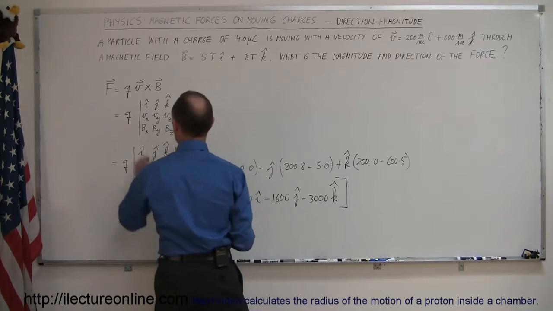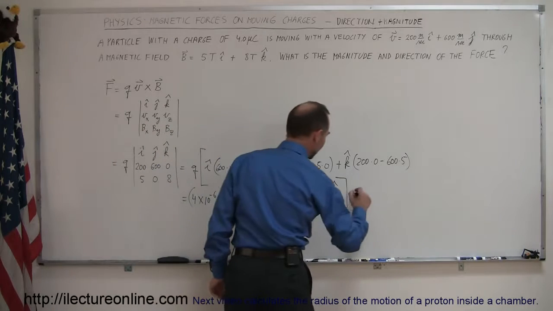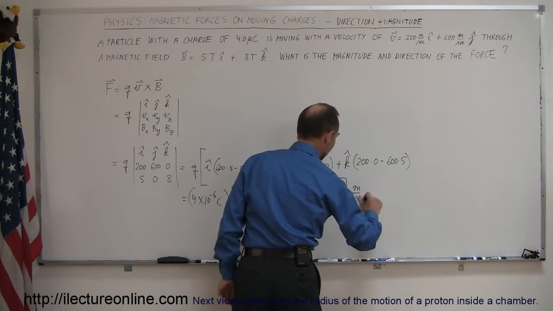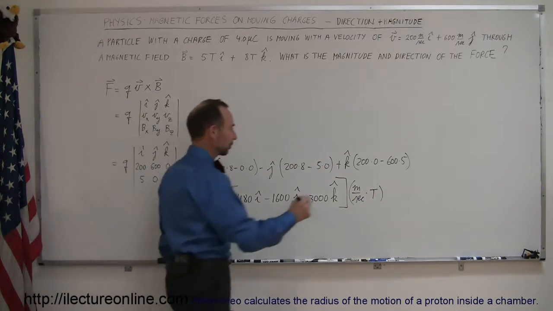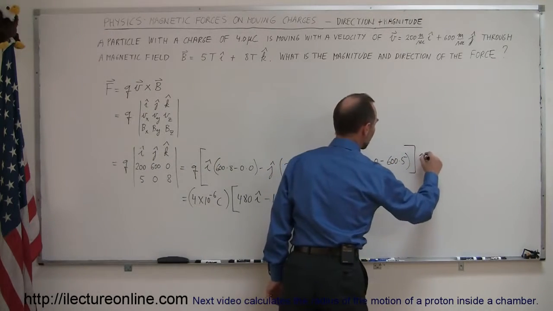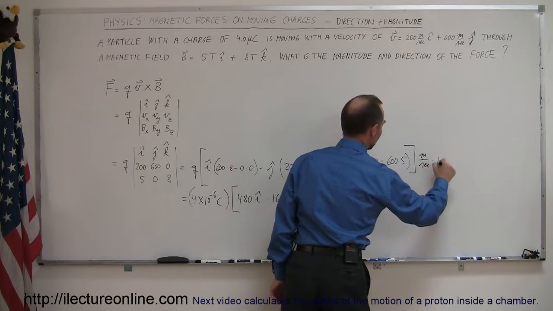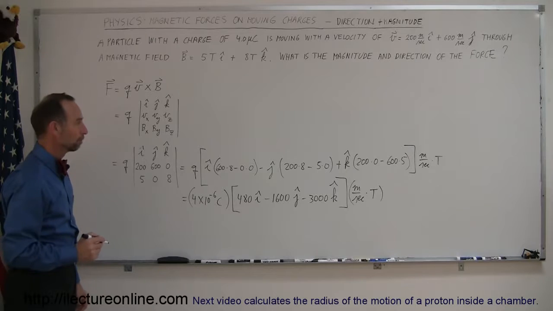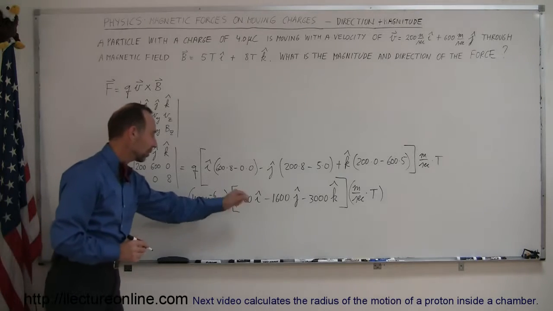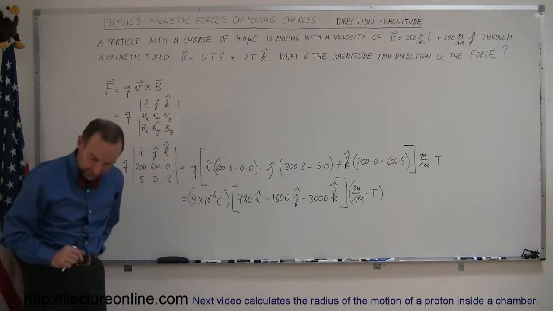The units are going to be, since it's velocity times magnetic field, meters per second times teslas. And here, for good measure, we're going to write meters per second times teslas. And of course, Q has the units of coulomb. All right, now we should multiply this times each one of those. And for that, we're going to need a calculator.